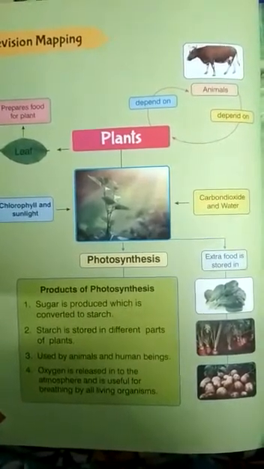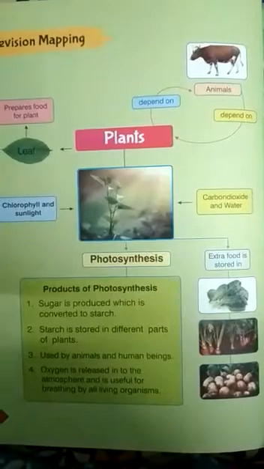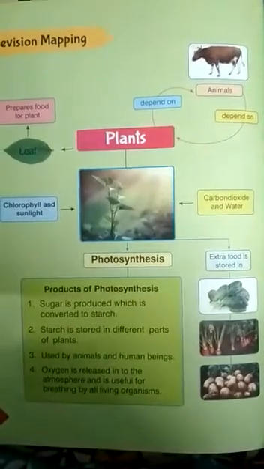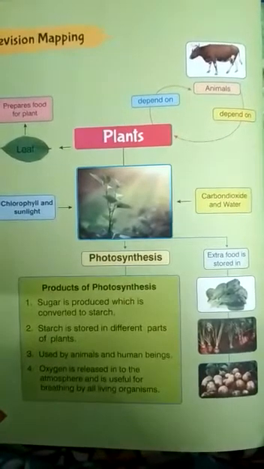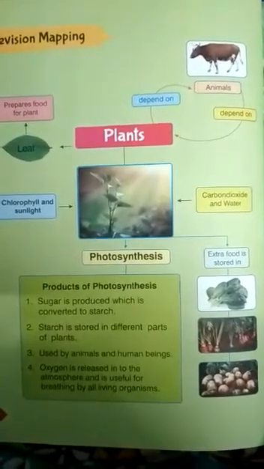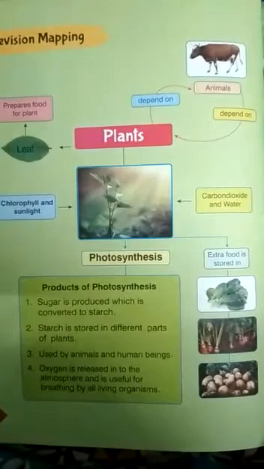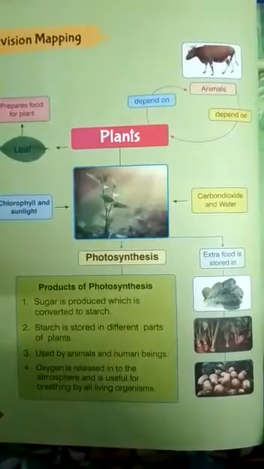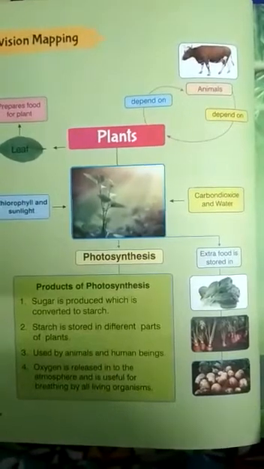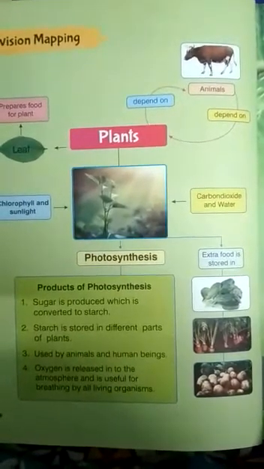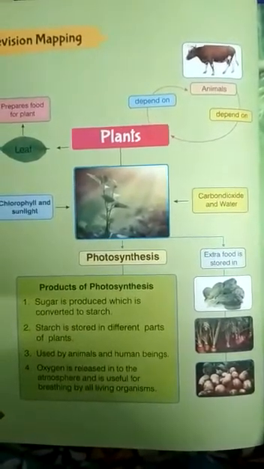roots, leaves and stem are mainly used to store the starch and those can be utilized by us. What are the extra foods stored in plants? The extra food which has been made by the plant itself are green leafy vegetables, potatoes, carrots and radish. These can also give us energy when we eat them.